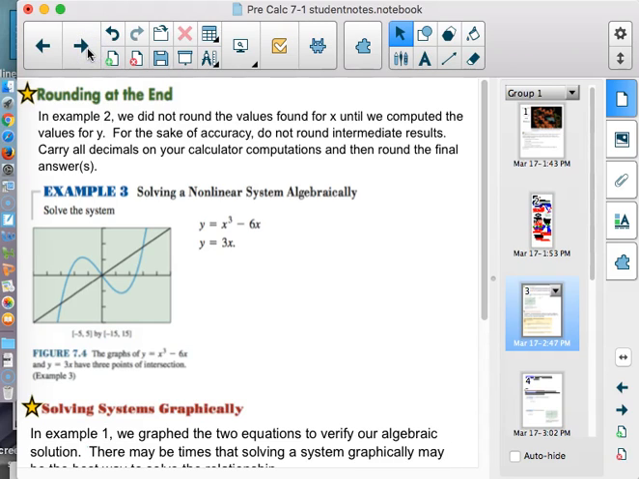On to the next portion here that we're supposed to be able to do for our objective, which would be, you know, we're trying to see by graphing how these are solved. In example 2, we did not round the values found for x until we computed the values for y. For the sake of accuracy, do not round in intermediate results.